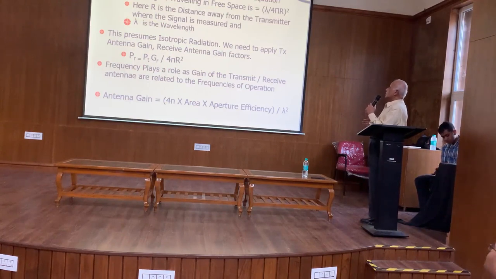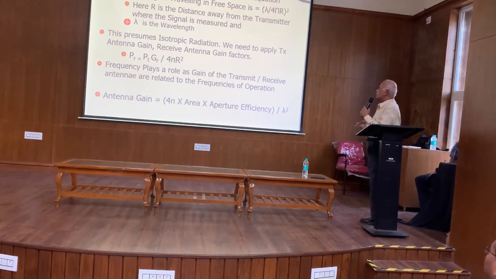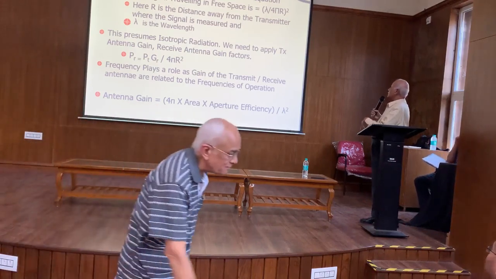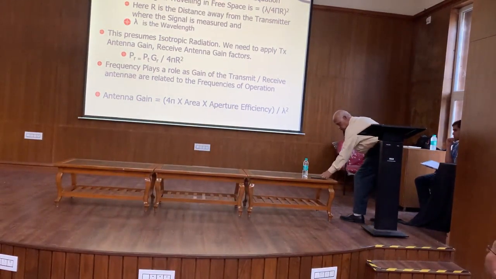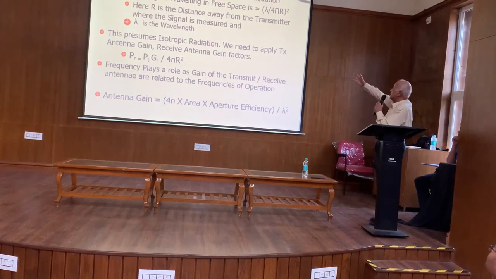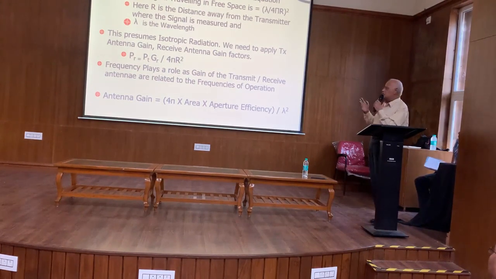Free space loss. How to assess the free space loss? Basic rule comes from the classical radar equation. Loss of a signal traveling in free space is given as lambda by 4 pi r, the whole square, where r is the distance from the transmitter to the place where the signal is measured. Lambda is of course the wavelength associated with the transmission. This equation presumes an isotropic radiation. So the transmitting antenna is taken as one which transmits all around 360 degrees.